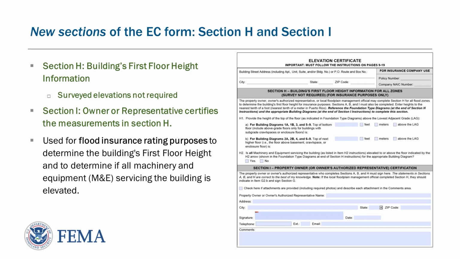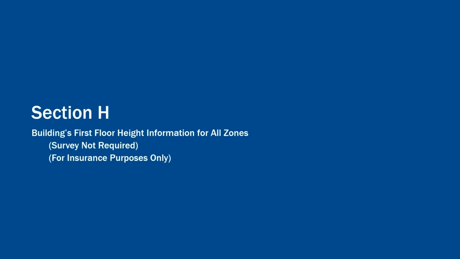If you have an elevation certificate with Section C and D or E and F completed, it can also be used for insurance purposes. But now you have another option that requires just a few measurements. Professional surveys are not required for Section H. It can only be used for flood insurance. There are only 3 questions.